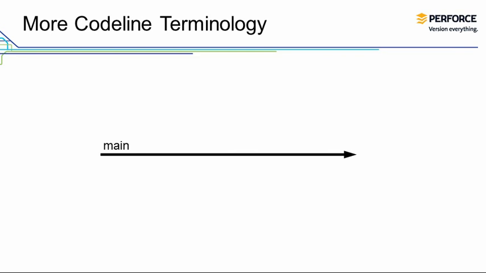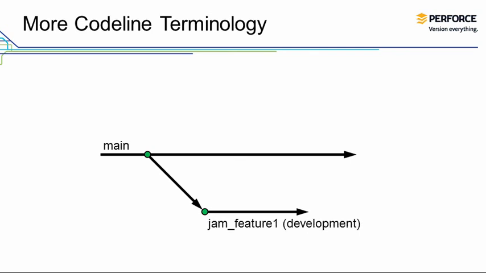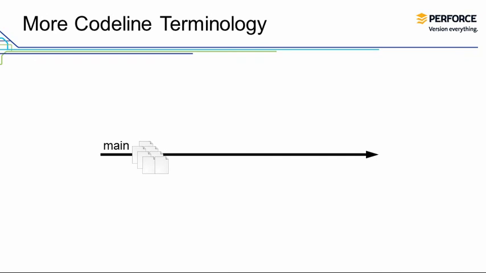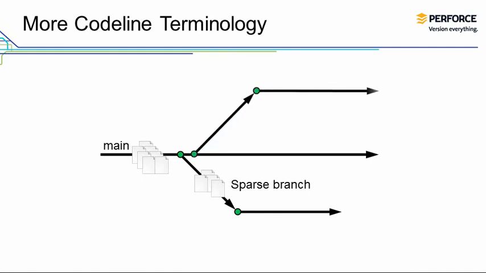Codeline types help you understand how the codeline is used. For example, development codelines are used for developing new features. Release codelines contain the files associated with a specific product release, and private codelines are used exclusively by one user, perhaps for a short prototyping effort. Branches can be sparse or full. A sparse branch contains a subset of the files contained in its parent branch. A full branch contains the complete set of the files from its parent.